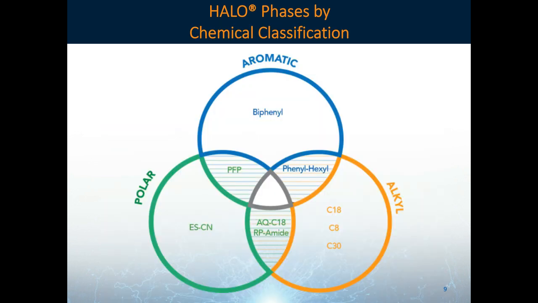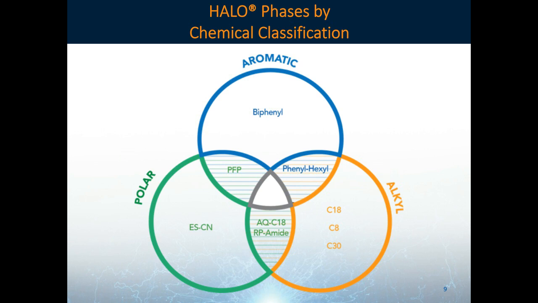Like I had previously described on the last slide, we've classified the Halo phases by their chemistries. You can see, starting at the bottom left here, there's a polar section, which for a polar, we would say that the chemistry contains either an embedded amide, cyano phase, or fluorine. In the solely polar category is the ES-CN phase. In the overlap section between polar chemistries and aromatic, we have the PFP phase. Solely aromatic is the biphenyl phase.